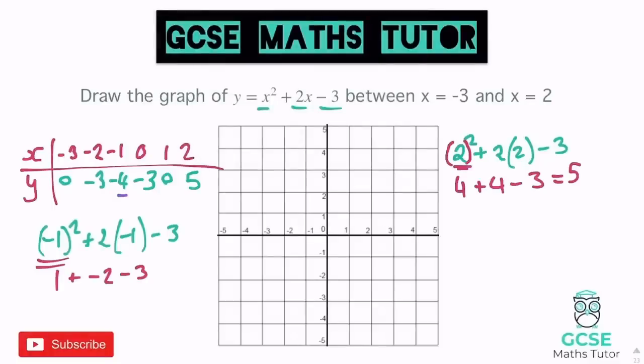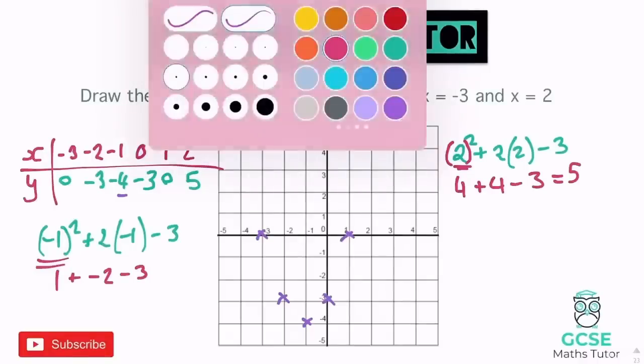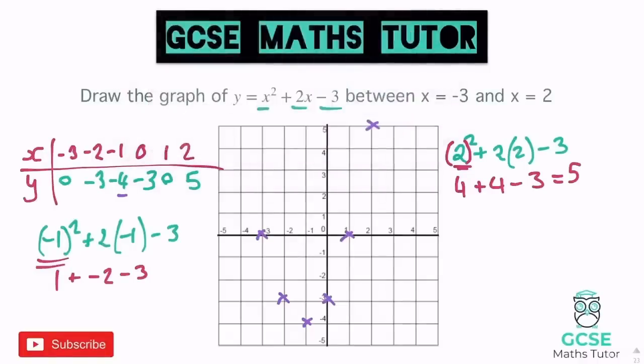But let's just plot these and see what it looks like. So negative 3 to 0 is there, negative 2 to negative 3 is there, negative 1 to negative 4 is here, 0 to negative 3, 1 to 0, and 2 to 5, which is all the way up there. There we go. So this forms a quadratic curve, a parabola, and we just need to draw that with a nice smooth curve as best you can, going through all the points. And there's our graph drawn.